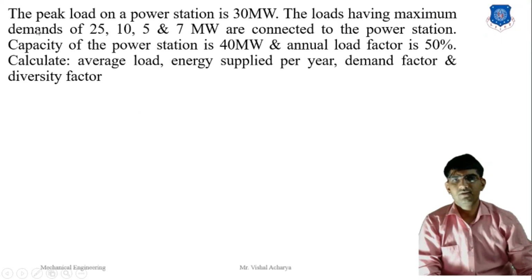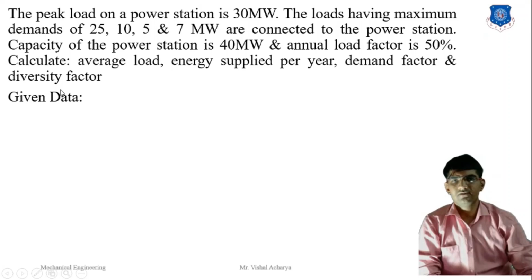Last problem for this chapter. The peak load on the power station is 30 megawatt. Here maximum demand is 30 megawatt. The loads having maximum demands of 25, 10, 5 and 7 megawatt are connected to the power station. Capacity of the power station is 40 megawatt and annual load factor is 50%. Calculate the average load, energy supplied per year, demand factor and the diversity factor.